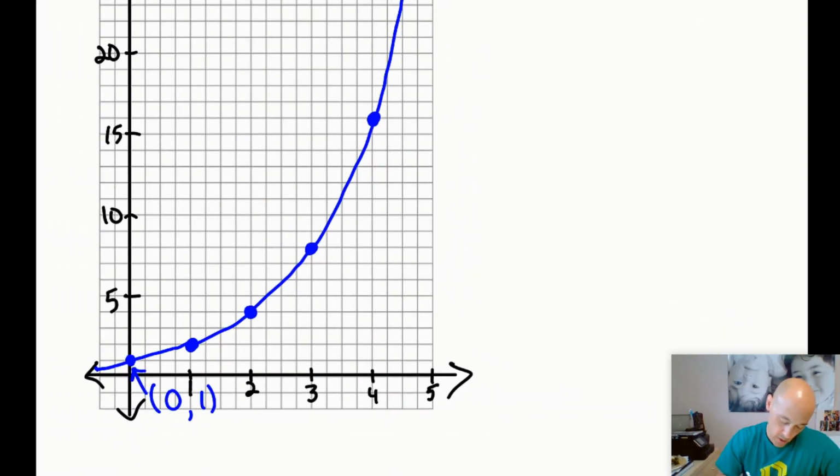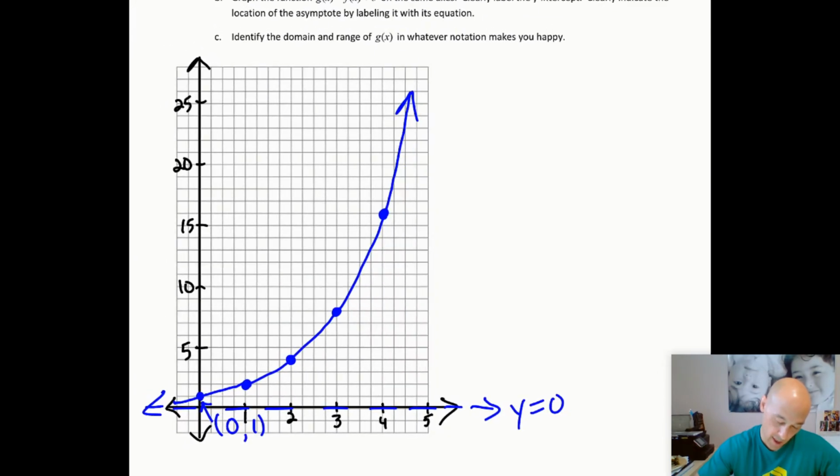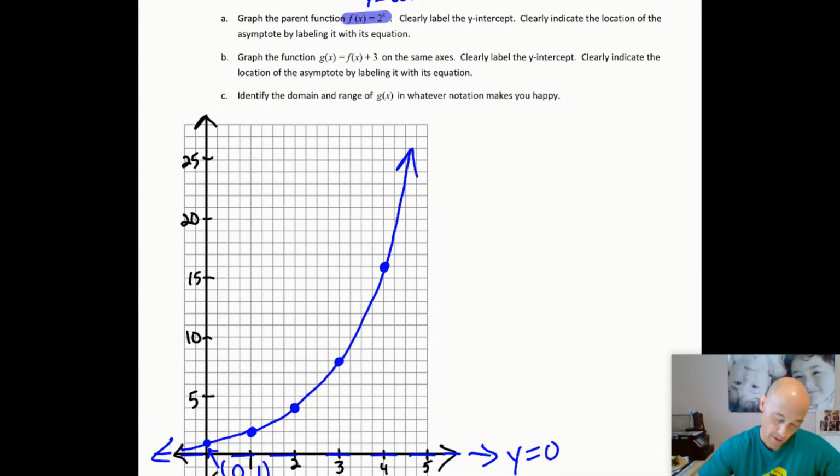So the asymptote is right here. y equals 0 is the asymptote. Put it with a dotted line because it's not part of the graph.